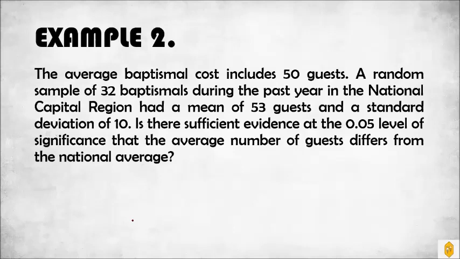Okay, so this is for sample number 2. The average baptismal cost includes 50 guests. A random sample of 32 baptismals during the past year in the NCR had a mean of 53 guests and a standard deviation of 10. Is there sufficient evidence at the 0.05 level of significance that the average number of guests differs from the national average? Okay? So, una nating titingnan, meron bang direction ang ating problem?